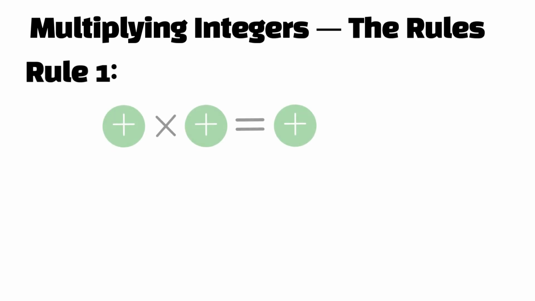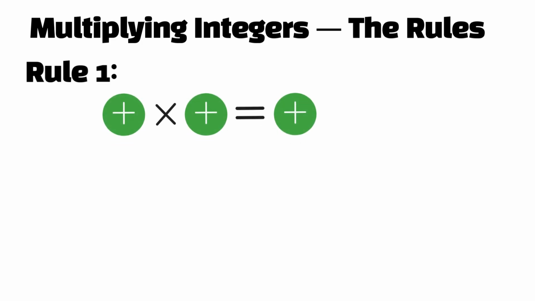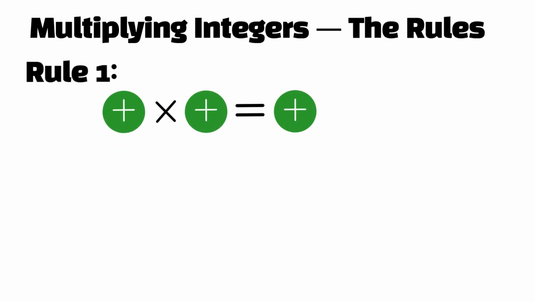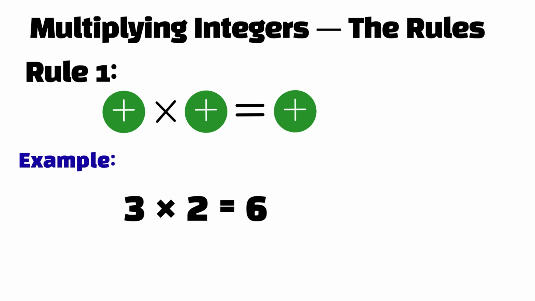Rule 1. Positive times positive equals positive. Example, 3 times 2 equals 6. This one's easy, just like normal multiplication.